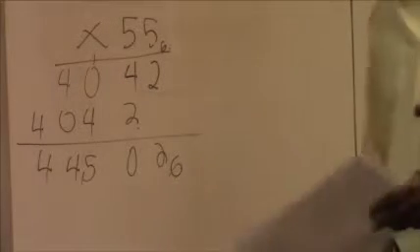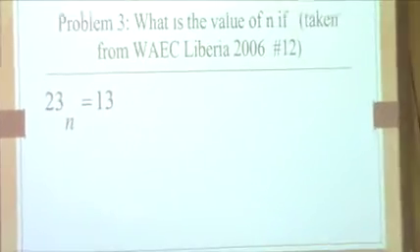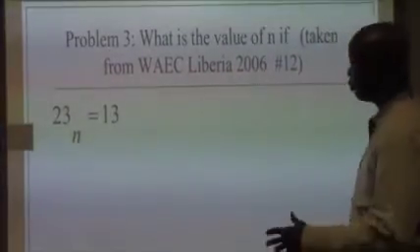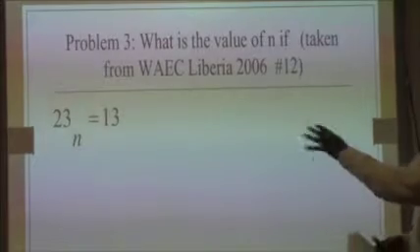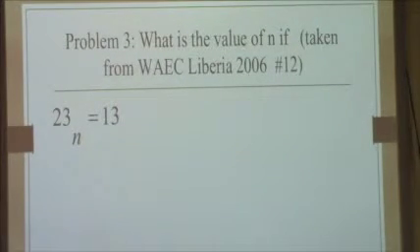Then we have problem number 3. Problem number 3 was taken from the WAEC administered in Liberia in 2006. It was problem number 12. So what we have here is a certain numeral, 23, written in base n. Now the goal here is to find what n is. What is the value? What base is this? 23, but that is equivalent to 13 base 10.